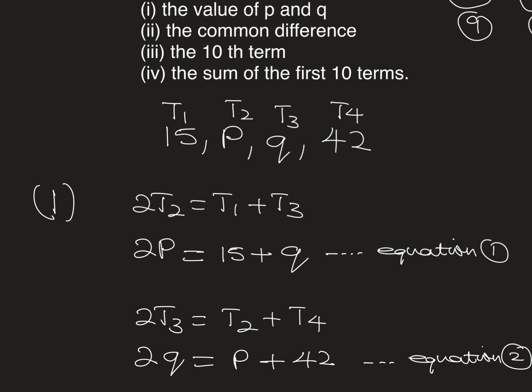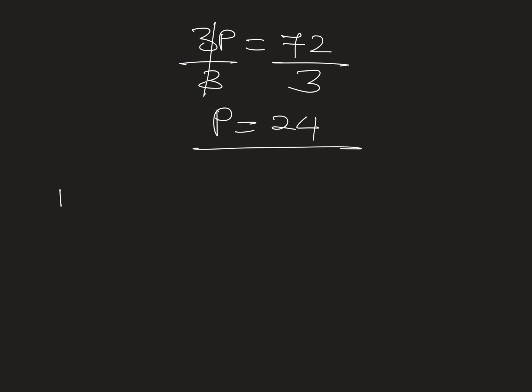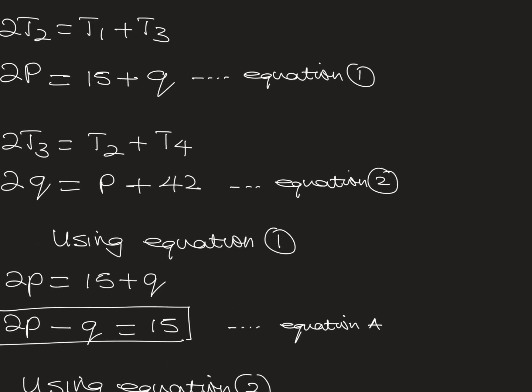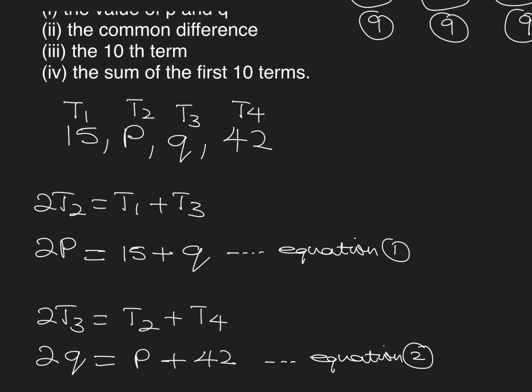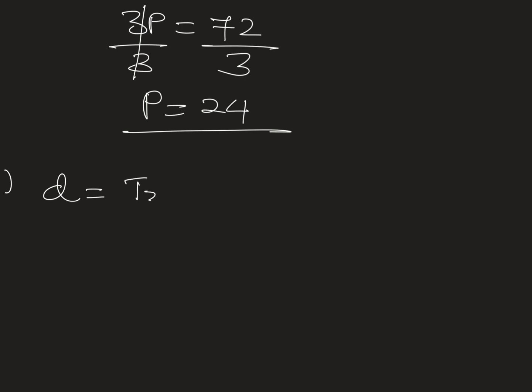So question 2, we can say the common difference is going to be, let's say, T3 minus T2, okay? T3 minus T2, that is the same as Q minus P. So what is Q? Q is 33 minus P, which is 24.